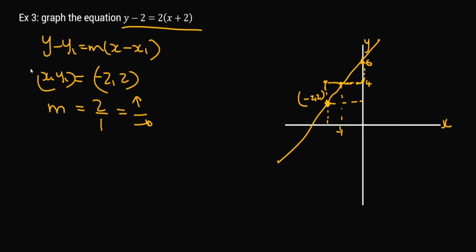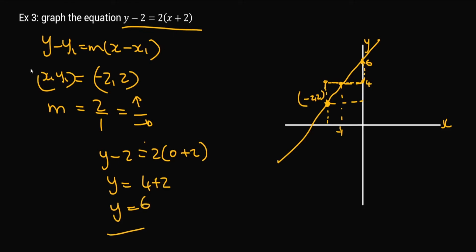To test if really your y-intercept is equal to 6, you can calculate it again just to be sure. So you say y minus 2 is equal to 2 into 0 plus 2, because we are calculating the y-intercept. So y is equal to 2 times 2, which is 4, then plus 2. So we have y equal to 6. And that is your y-intercept. You can continue to calculate your x-intercept.